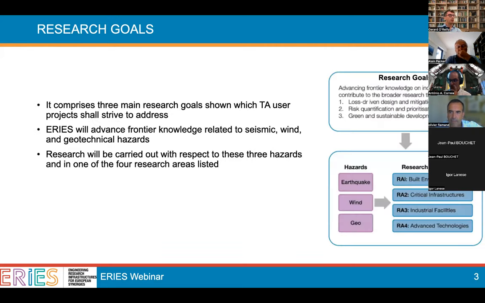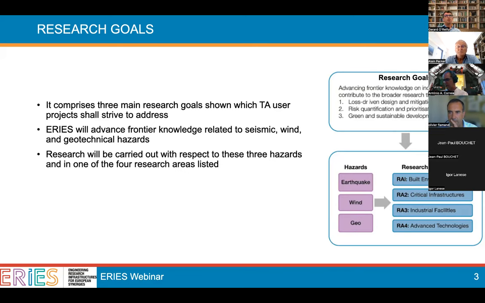So one of the main things of the project is we have three different research goals. What I mean by this is us as a project, with financial backing, we have these goals that we want to achieve. And they're very vague, but slightly specific. The idea is that they're vague so that they can be applied in different contexts and different meanings, but with the same overall goal, obviously. So the first of these is the loss-driven design and mitigation approaches, as you can see on the top right-hand side.